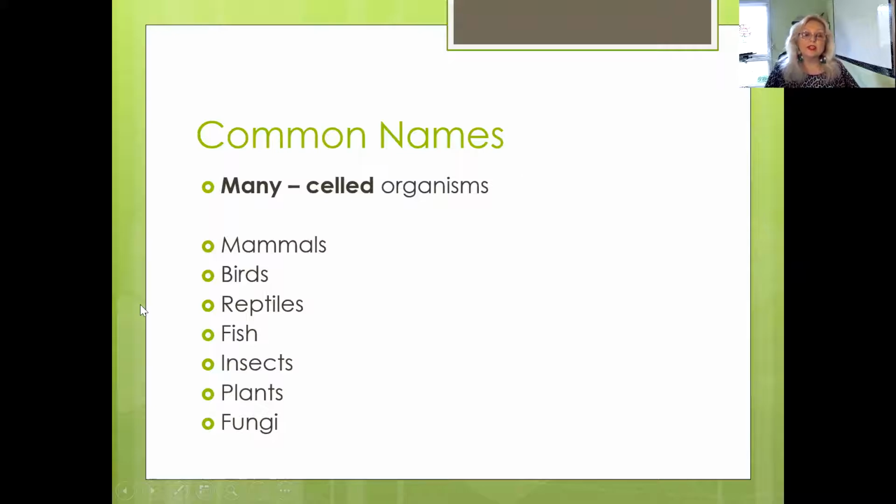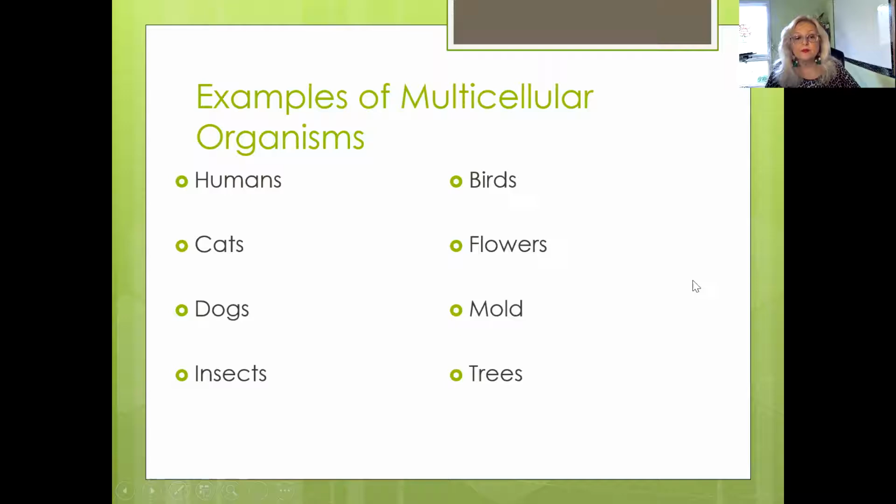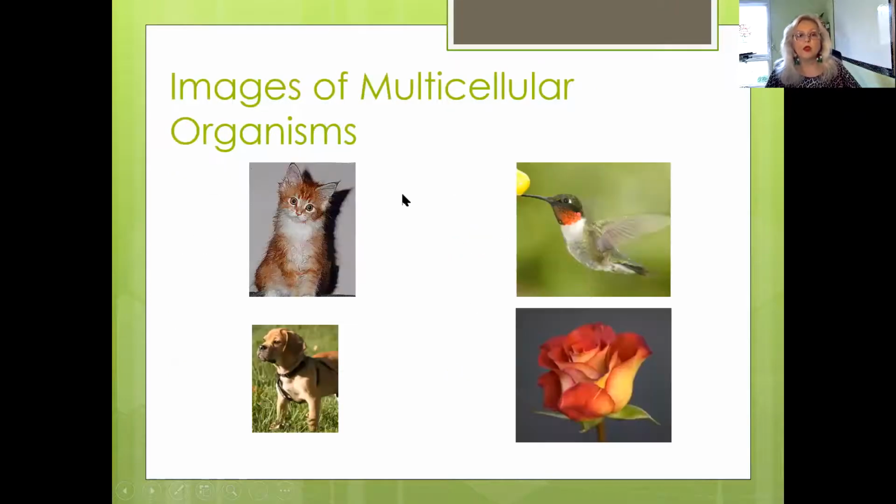Common names, many-celled organisms. The multi-celled organisms are mammals, birds, reptiles, fish, insects, plants, fungi. So you see we've got some decomposers in there, and we have some producers in there, and of course we have some consumers in there. So these are examples of multicellular organisms: humans, cats, dogs, insects, birds, flowers, mold, trees. All of these are multicellular. And again, images here of multicellular organisms, just to give you an idea.